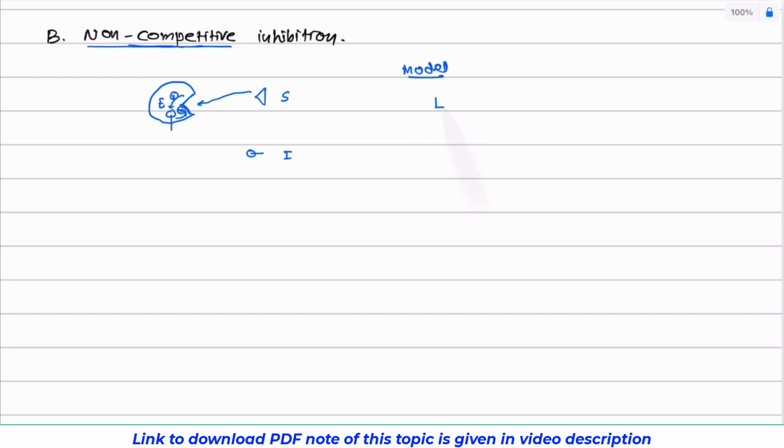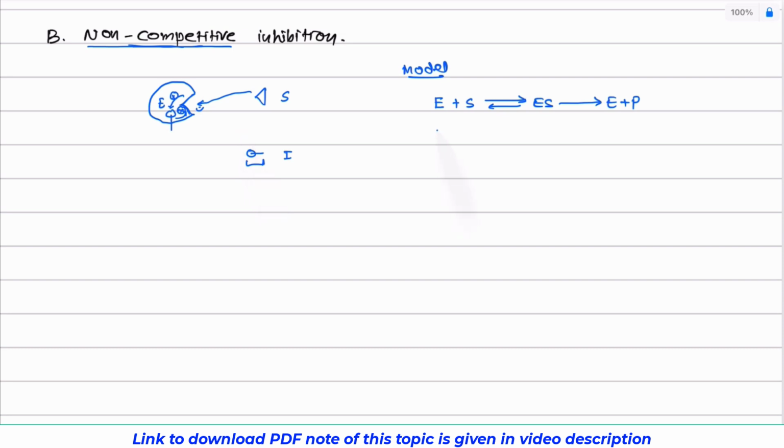So suppose this is the enzyme. Enzyme can naturally bind with the substrate at the active site, and reversibly convert it to the enzyme substrate complex. This enzyme substrate complex can be converted to free enzyme and product formation. As I told you, this inhibitor molecule is binding at a site other than this active site. So it doesn't make any difference whether the substrate is bound or not, right?